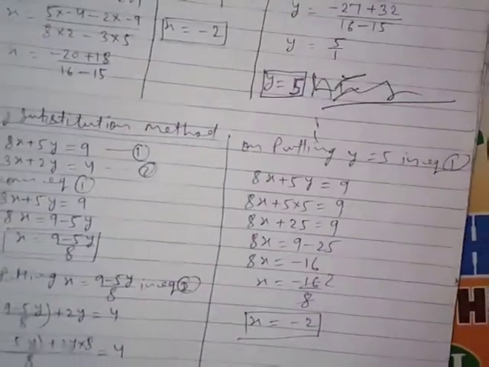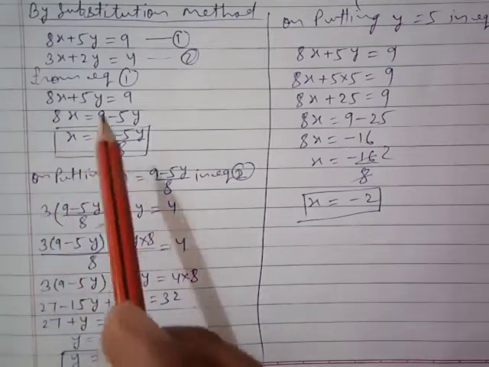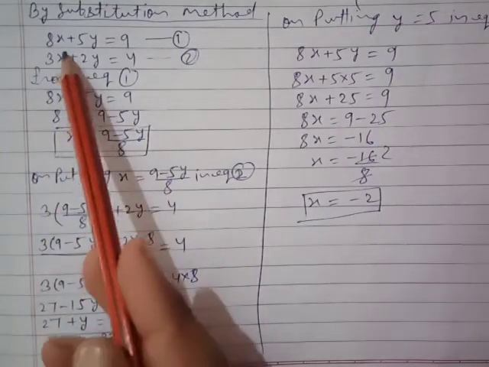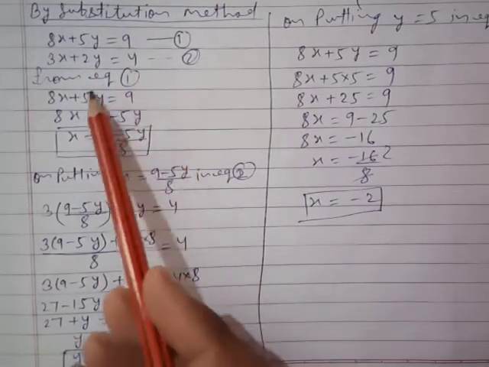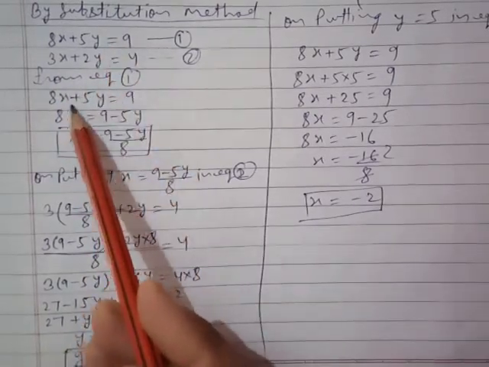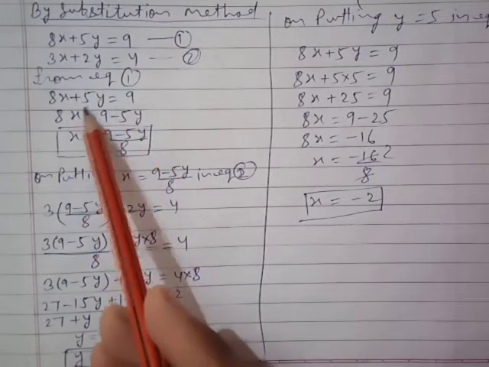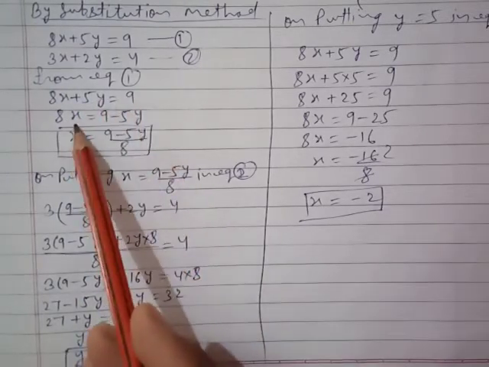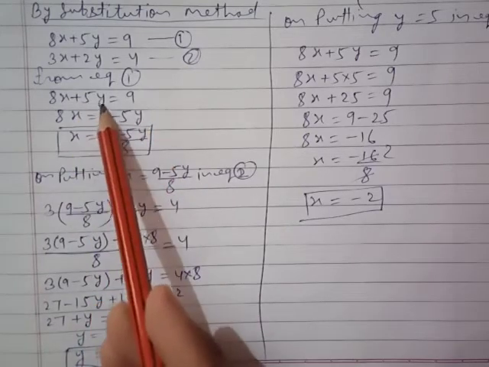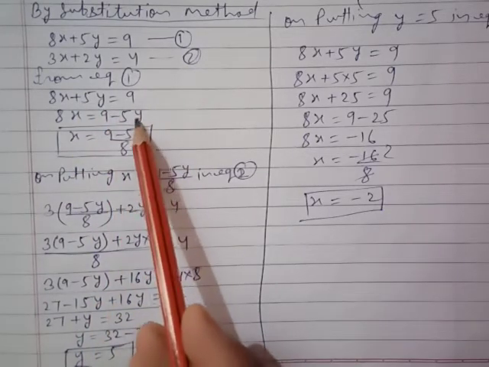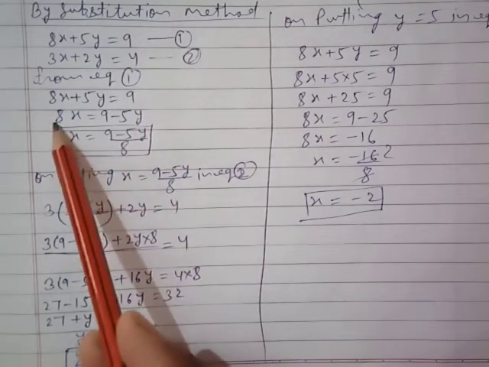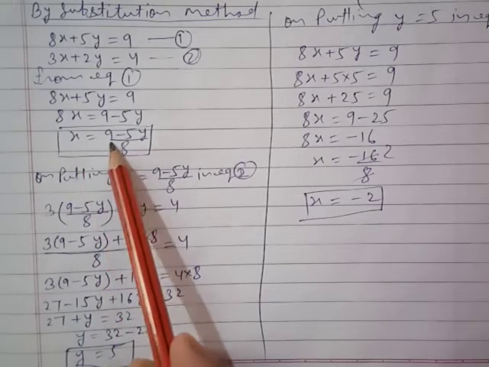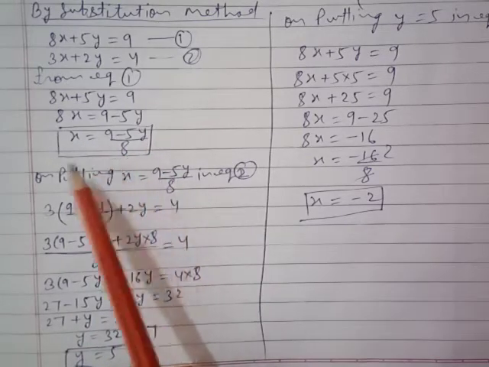Okay, now how will you solve this by the substitution method? First equation is 8x plus 5y equal to 9, and second is 3x plus 2y equal to 4. From equation 1, 8x plus 5y equal to 9, shift 5y to that side. So 8x equal to 9 minus 5y, because 5y will go that side, it will have a negative sign. Shift 8 below, so x equal to 9 minus 5y upon 8.